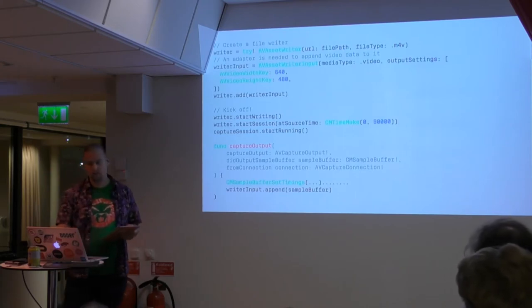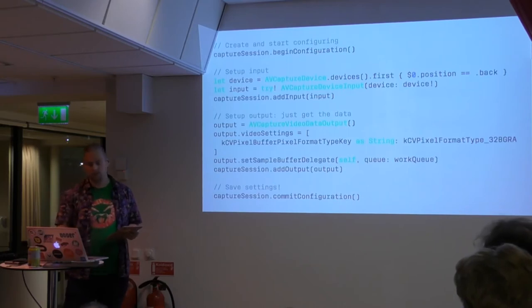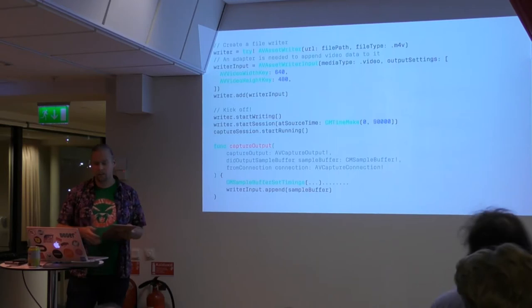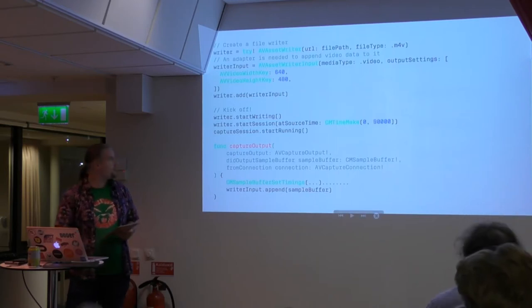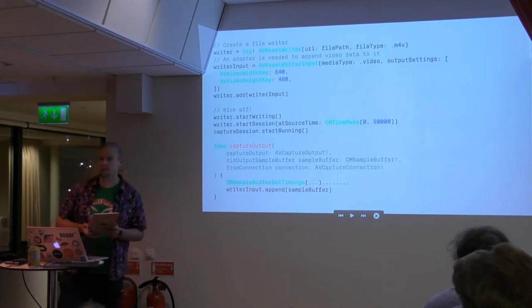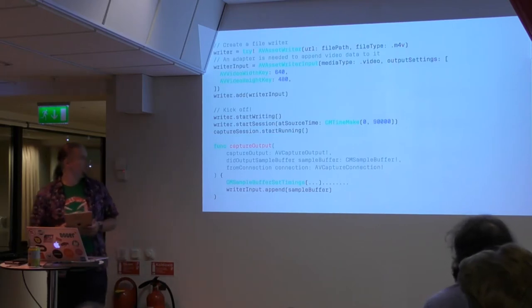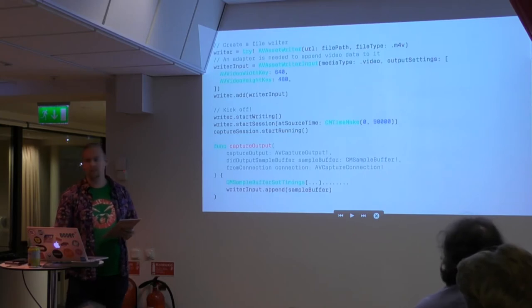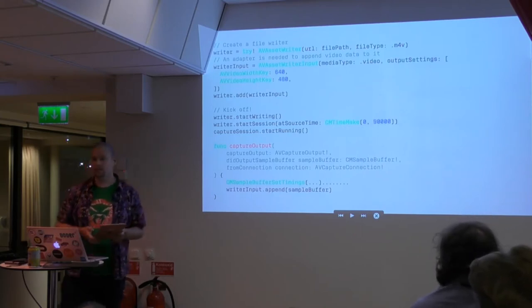So how do you do this? Well, this is basically as before. And then you create the writer, you start writing, and then you get this callback very often, 60 frames per second probably. And you get these CM sample buffers. We'll go all the way into CM sample buffers in a while. But for this code, I'm just adjusting the timings. This is not a real function, it's pseudocode. And then I just append it to the writer input, and there we go.